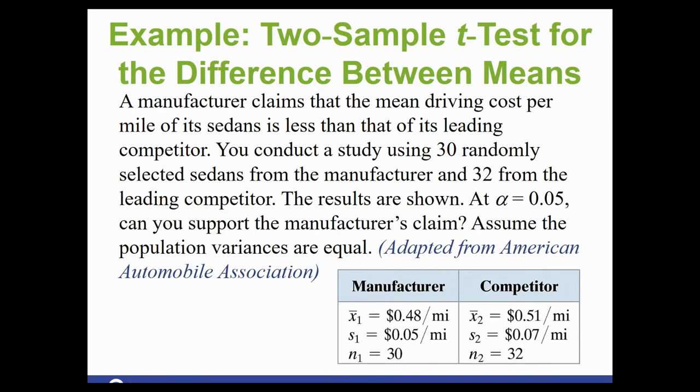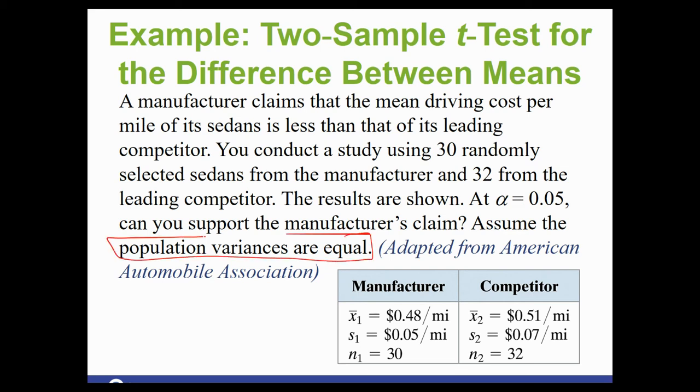Now let's try another example. This one says a manufacturer claims that the mean driving cost per mile of its sedans is less than that of its leading competitor. You conduct a study using 30 randomly selected sedans from the manufacturer and 32 from the leading competitor. The results are shown. A level of significance of 0.05, can you support the manufacturer's claim? Assume the population variances are equal.